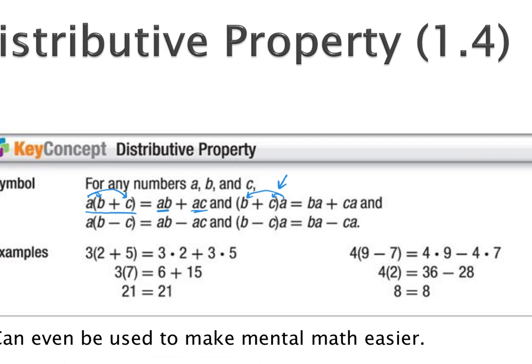Okay, you'll find out, especially in geometry, that math is a giant game of Simon Says. You have to be told you're allowed to do something before you can do it. And so that second line is just saying it works for subtraction too, which we already knew.